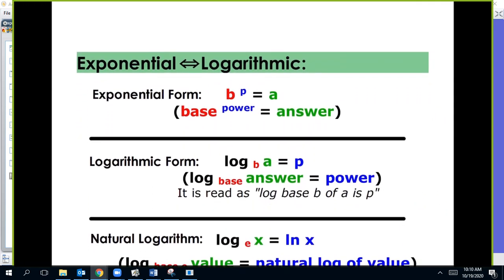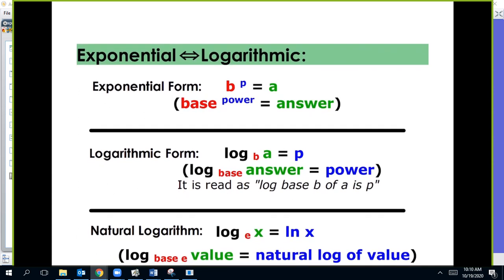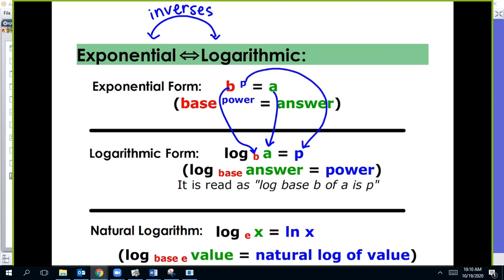And so what it is, it's just the inverse of an exponential. And so I'm just going to write that right here, inverses of each other. And the way that can be demonstrated is if we start with exponential form, where we have b to the p equals a, for example, then we can write that as base to the power equals the answer. And so if we were to rewrite this as a log, then the answer goes inside the log, the base is the base, and then the power equals the log, whatever the log equals.